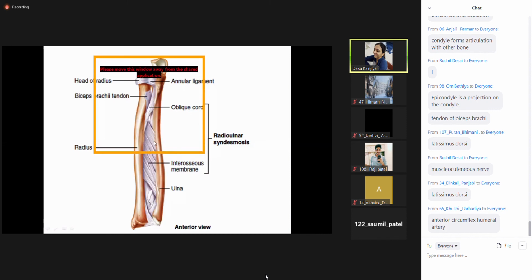Now here you can see the attachments of the annular ligament of the head of the radius, as well as the attachments of the oblique cord. The annular ligament winds around the upper part of the head of the radius and is attached to the radial notch of the ulna. Just like that, there are attachments of the oblique cord. Then the attachments of the interosseous membrane between the radius and the ulna.